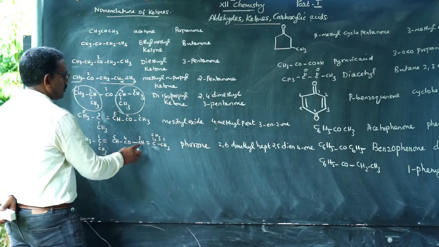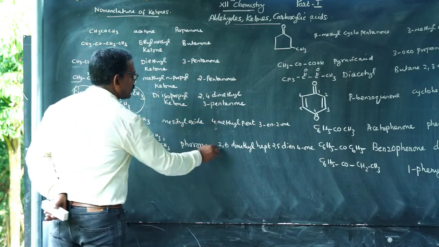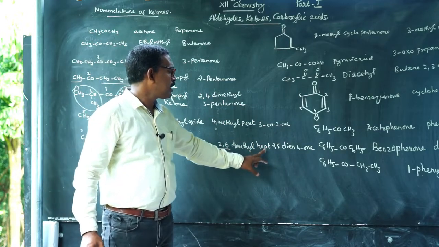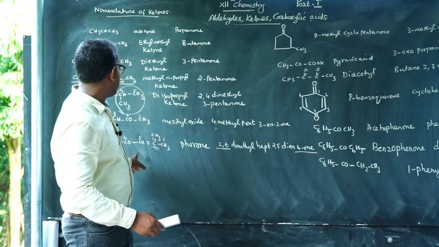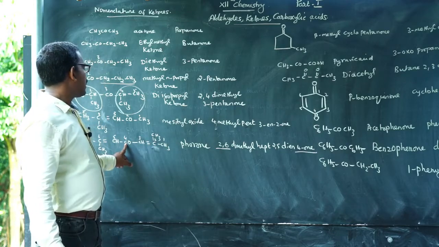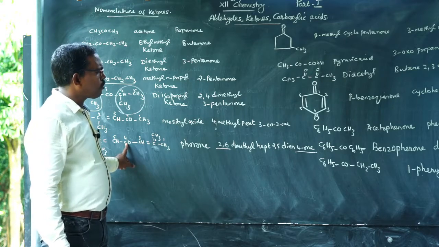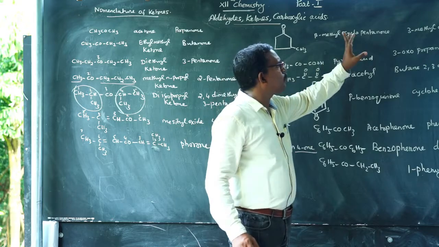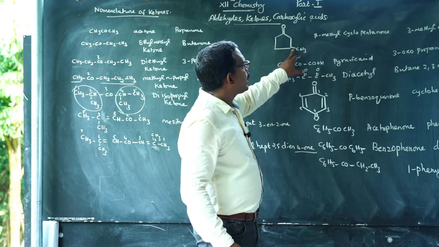Numbering the carbon 1, 2, 3, 4, 5, 6, 7. Totally 7 carbon atoms. Second carbon and sixth carbon, methyl group is present. Therefore, 2,6-dimethylhepta-2,5-dien-4-one. The common name is phorone. The fourth carbon has the oxo group. And this compound is beta-methyl cyclopentanone. The common name of the compound is beta-methyl cyclopentanone.